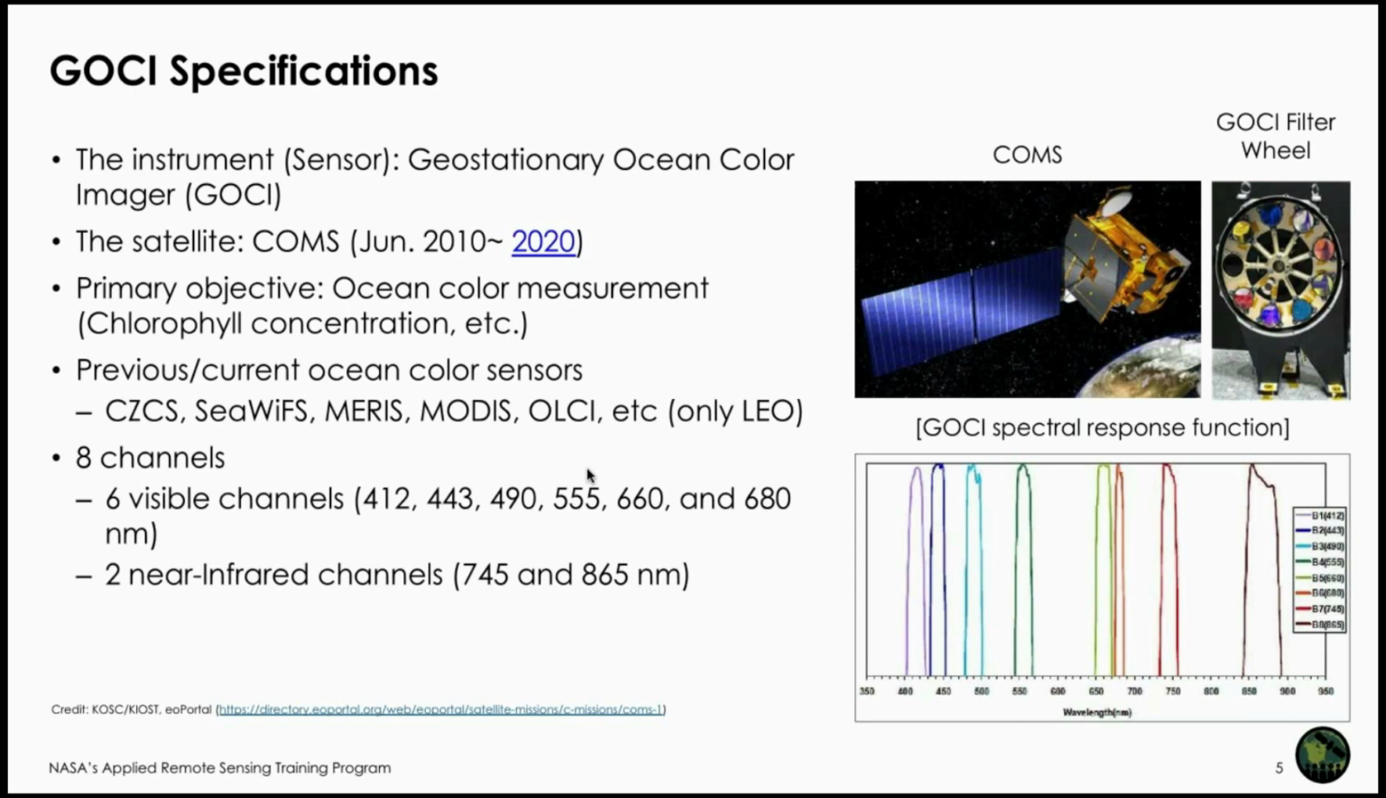So GOCI is currently the only ocean color sensor in geostationary orbit. GOCI has 8 channels: 6 visible wavelength channels from 412 to 660 nanometers, and 2 near-infrared channels at 745 and 865 nanometers.